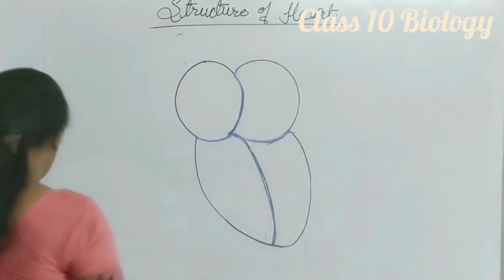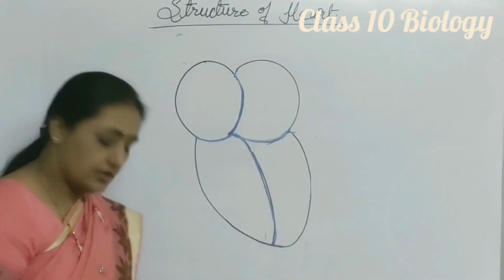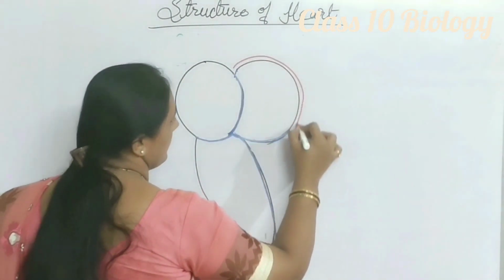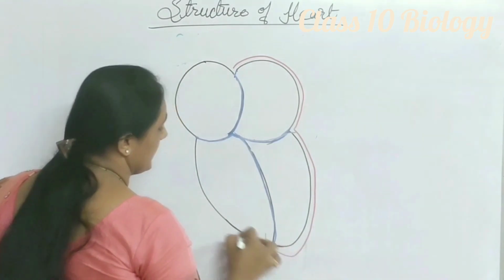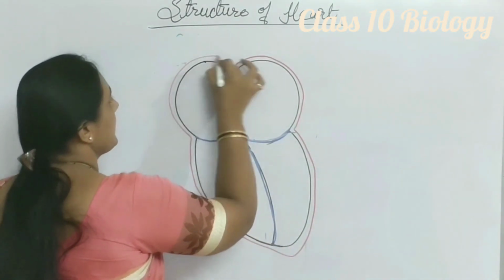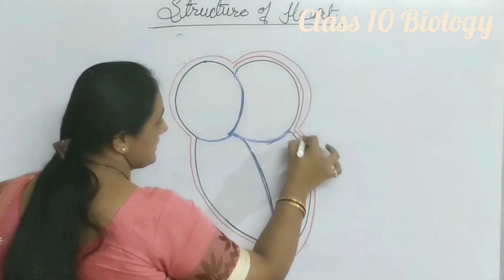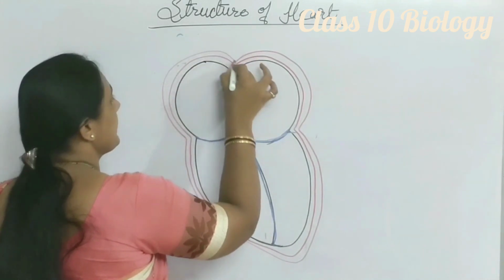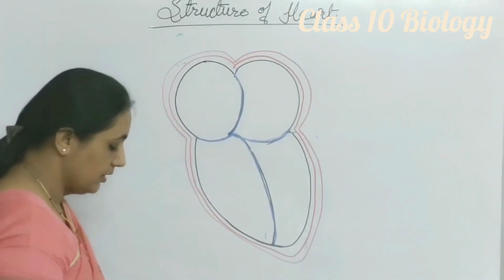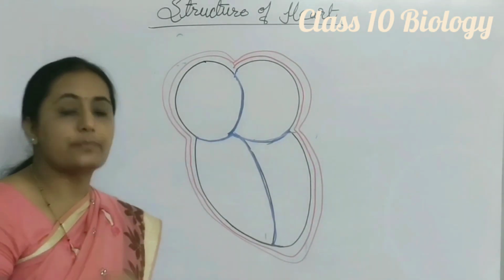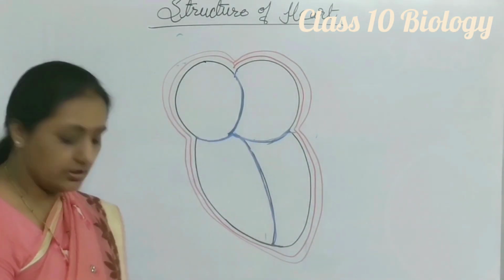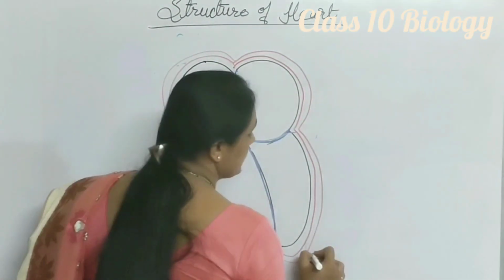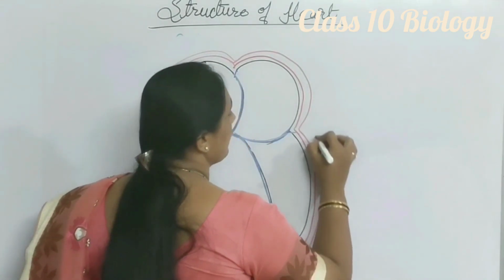Then the heart is also covered with a layer called the pericardium. In between the layers of the pericardium, pericardial fluid is there, and this fluid helps for protection. It is a shock absorbing fluid and protects the internal organ, that is the heart. This heart is located in between the lungs and slightly tilted towards the left lung.